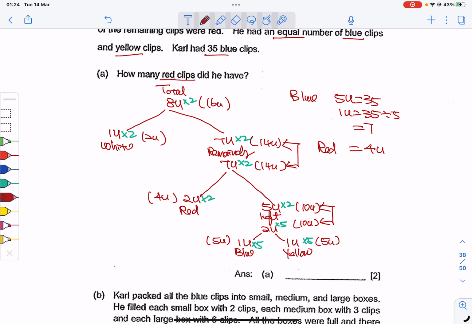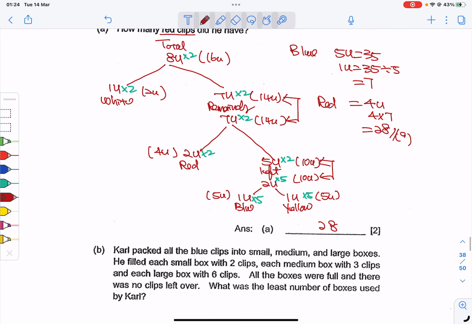Okay, so 4 times 7 is 28. So this is the answer for A. Okay. For B, Carl packed all the blue clips into small, medium, and large boxes.